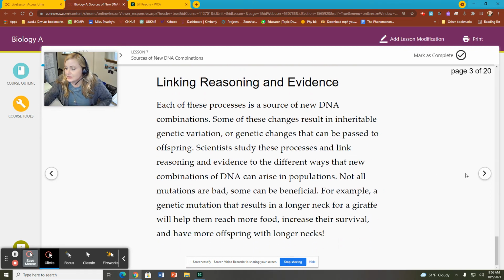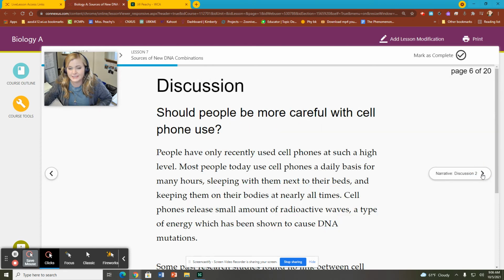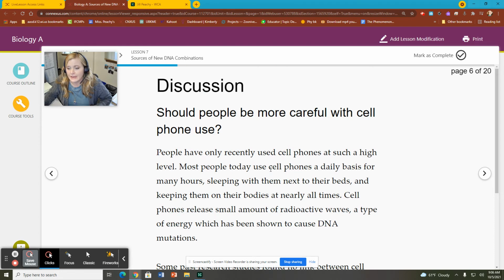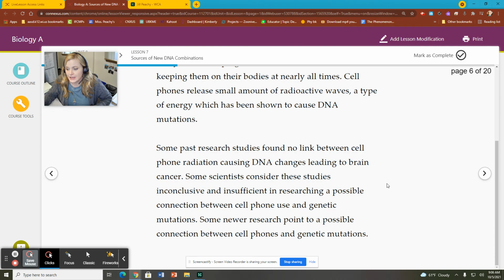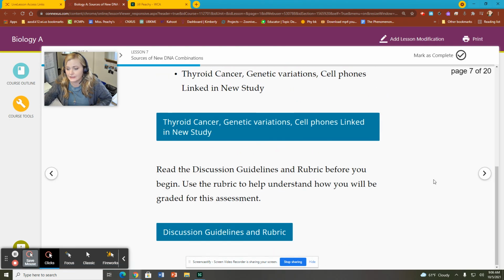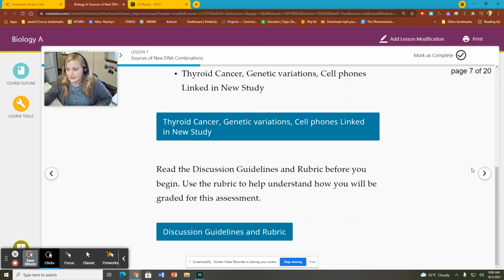All right. So going on here, the rest of this talks about this upcoming discussion you guys are going to have. And that discussion is, should people be more careful with cell phone use? Essentially it talks a little bit about the research regarding that. You have to read up on that, and on whether there's any link between cell phone use and cancer. So read these studies, right?